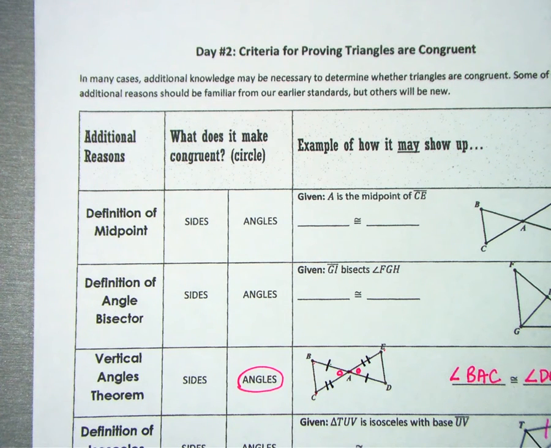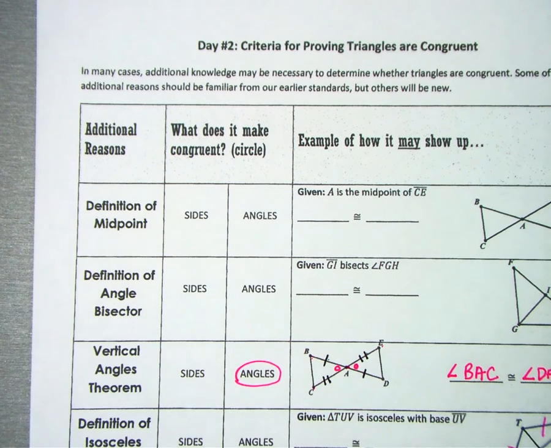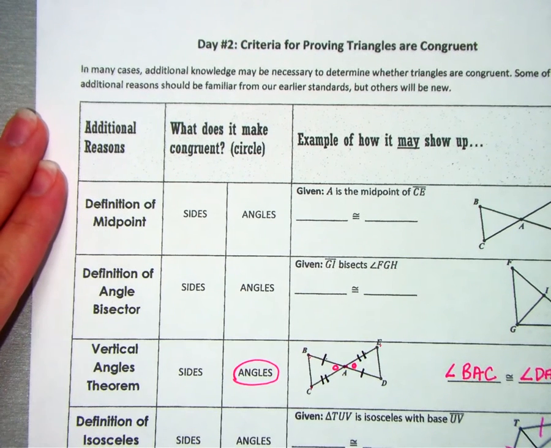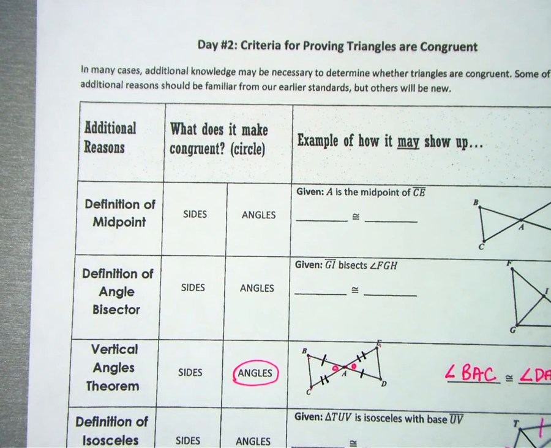We've already identified doing the vertical and reflexive, but there's more than just vertical and reflexive. There are times when they're going to give you extra information. For example, they're going to tell you that CE bisects an angle, or they're going to tell you that A is the midpoint. So we also need to know how to deal with those given statements as well. So the rest of this page helps you figure out where to put markings based on what you are given.